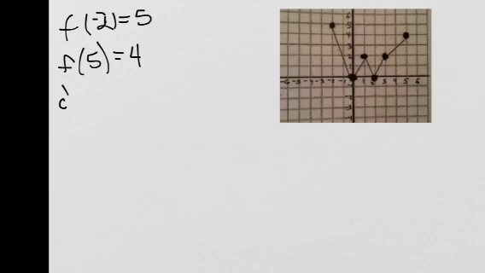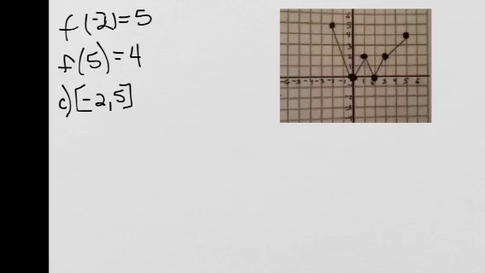Problem C is asking us to find the domain. The domain goes from negative 2 to 5 and includes both of those. So since we can include that, we use the brackets.